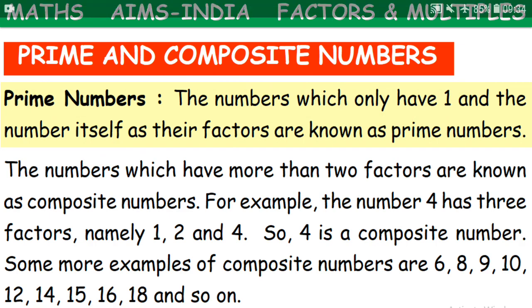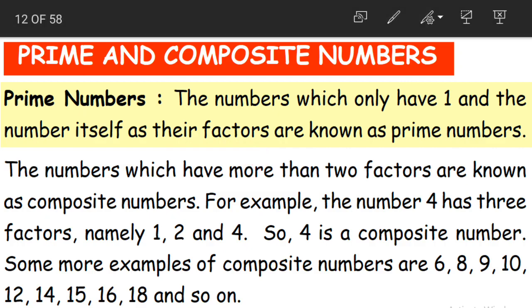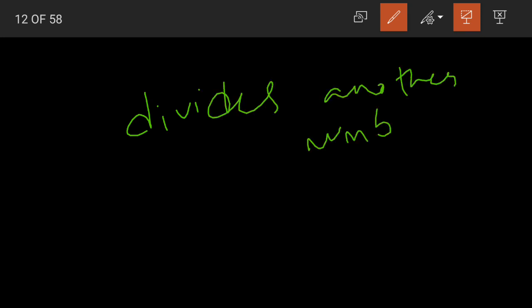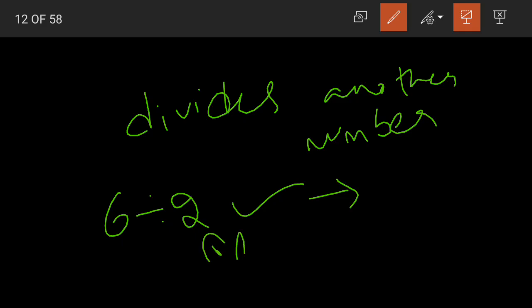Now coming to prime numbers, the numbers which have only 1 and the number itself as their factors are known as prime numbers. How do we distinguish whether a number is prime or composite? We distinguish on the basis of the factors. Again, what is a factor, children? A factor is a number that divides another number exactly. When we say 6 is divisible by 2 exactly, then 2 becomes a factor of 6.